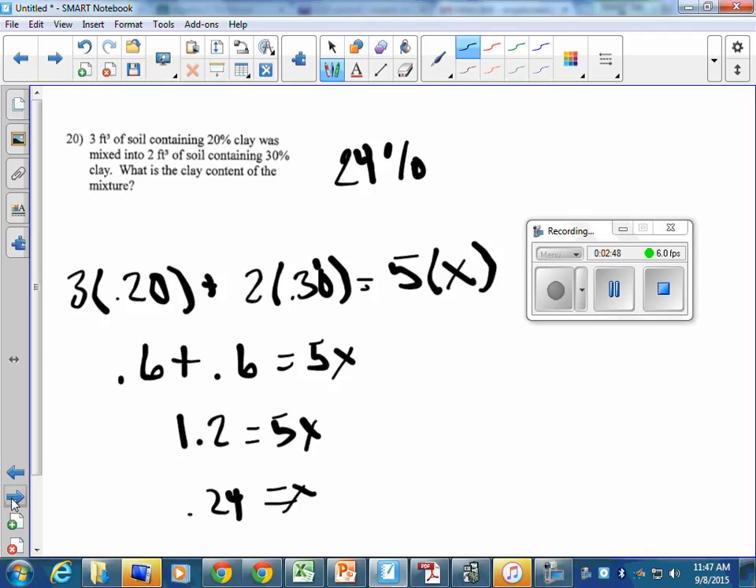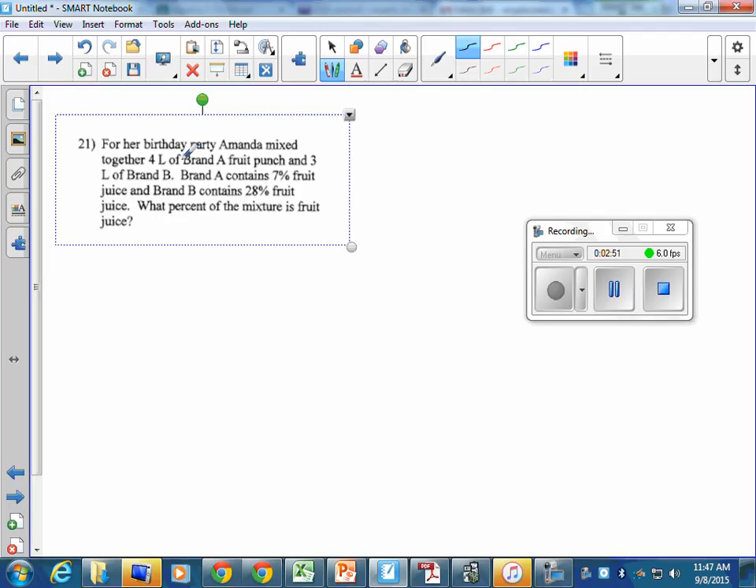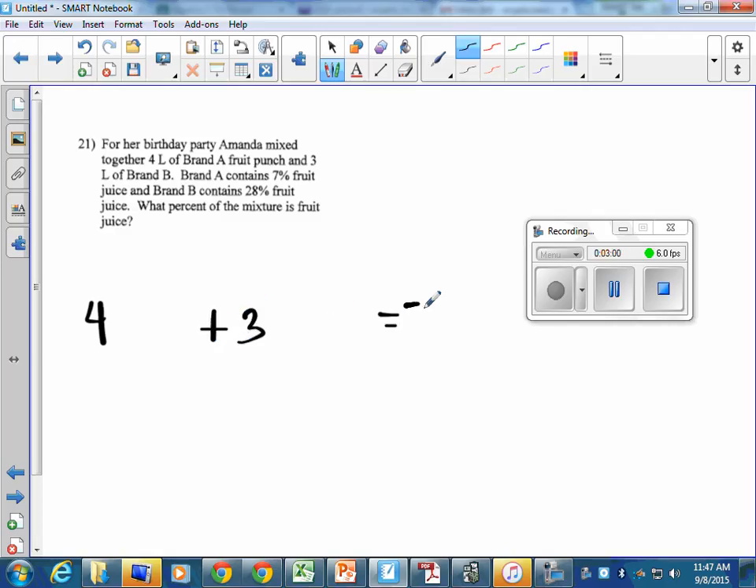All right, problem number 21, moving right along. For her birthday, Amanda mixed together 4 liters of brand A punch and 3 liters of brand B punch. That means she ended up with 7 liters of punch, so that's the amounts. Brand A was 7% fruit juice, so I'm going to put 0.07. Be careful, because some people think 7% is 0.7, but that'd be 70%. So I've got 4 liters of brand A, which is 7% fruit juice, and 3 liters of brand B, which is 28% fruit juice.